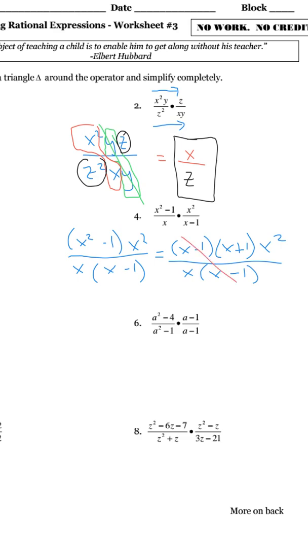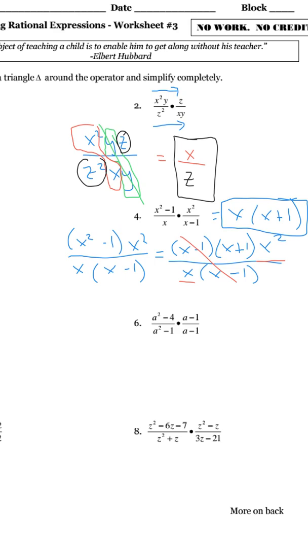So I can obviously see that the x minus 1s will cancel. And then I can also see that I have the x and the x squared. So there's more x's on top. So my final answer is going to leave me with an x on top. And 2 minus 1, that's just going to give me 1x. And then also leaving me with the x plus 1. So my final answer is x times x plus 1.